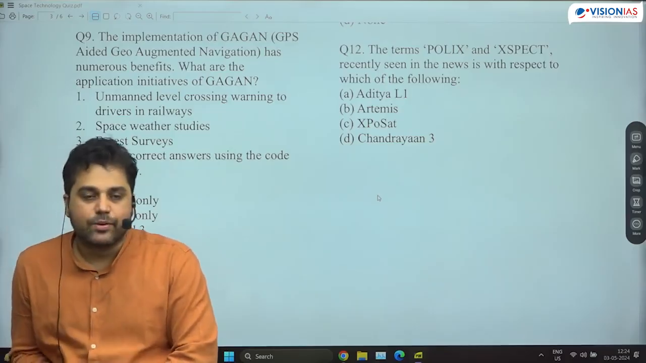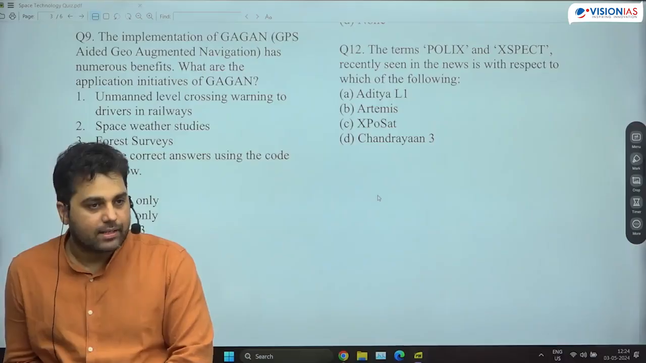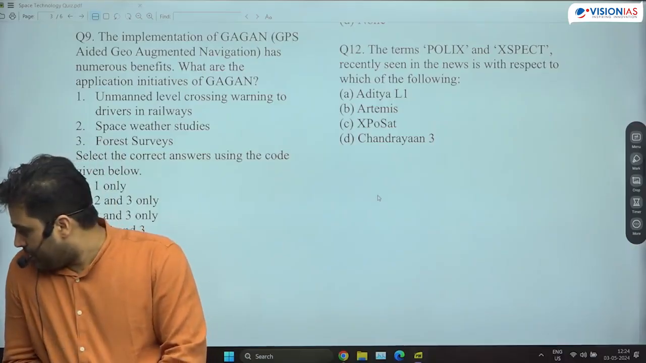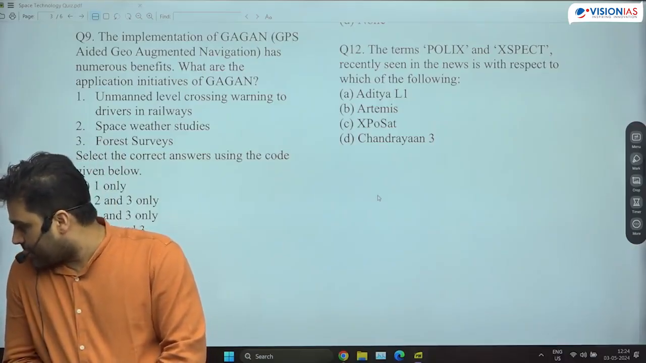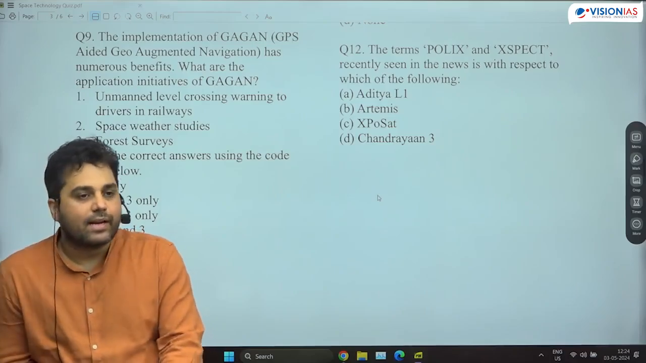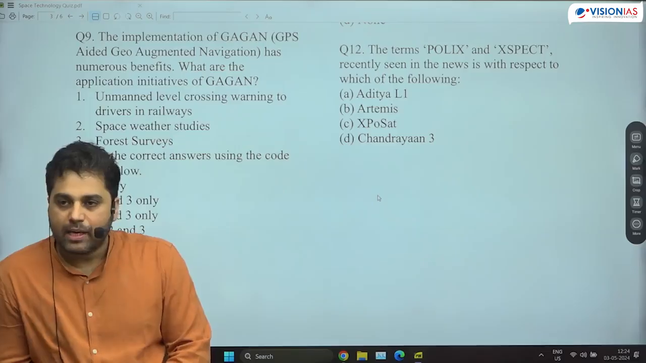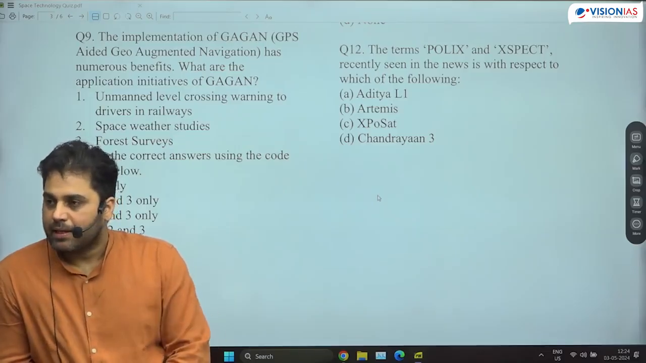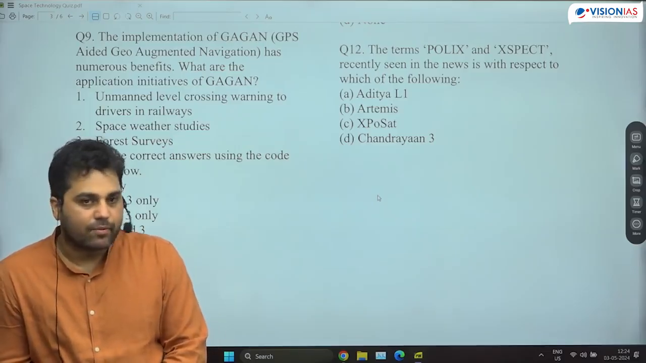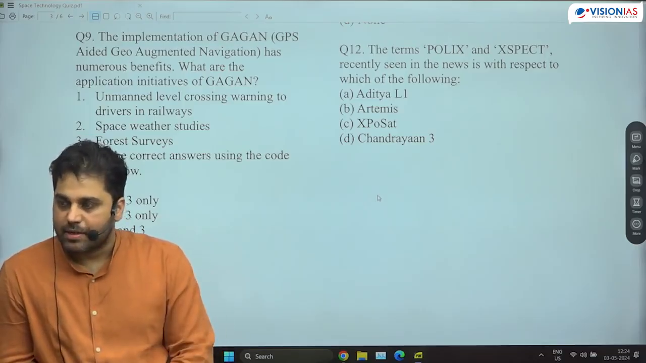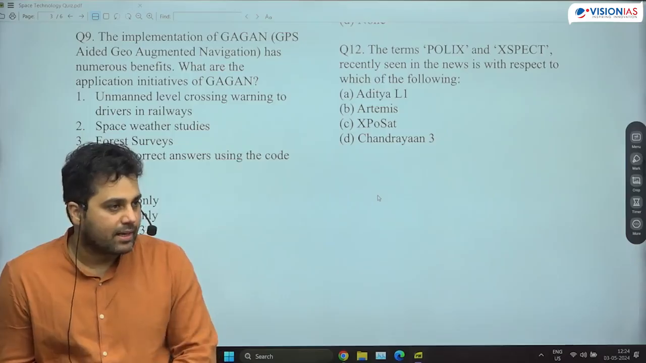Now this is a tricky question. Answer will be all 3. Answer will be D here. Unmanned level crossing warning to driver in railways. Where is that located? जो गगन पूरा system है, देखो क्या है? Gagan system is navigational satellite which provides navigational information, but it also includes communication satellites.